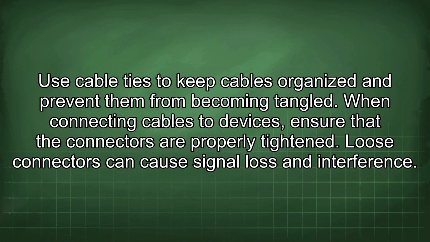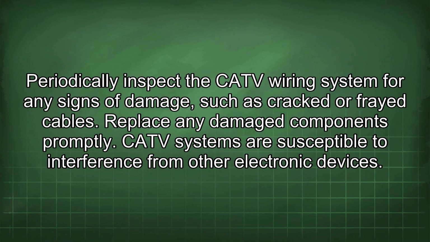When connecting cables to devices, ensure that the connectors are properly tightened. Loose connectors can cause signal loss and interference. Periodically inspect the CATV wiring system for any signs of damage, such as cracked or frayed cables. Replace any damaged components promptly.